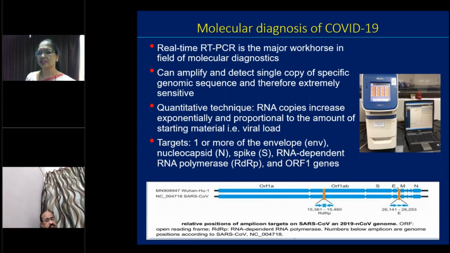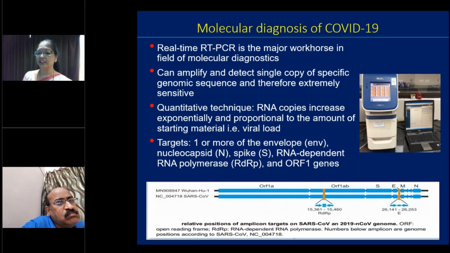Of course the testing methods have to be foolproof, that we do, but it is largely dependent on many factors. So that is very important to understand, and therefore sample collection and transportation form the very basis for the lab diagnosis. And real-time PCR, that is RT-PCR, is the major workhorse in the field of molecular diagnosis. It can amplify and detect, theoretically speaking, a single copy of a specific genome sequence, and therefore it is extremely sensitive. And as you have seen, it is an RNA virus, so therefore we have to do RT-PCR.